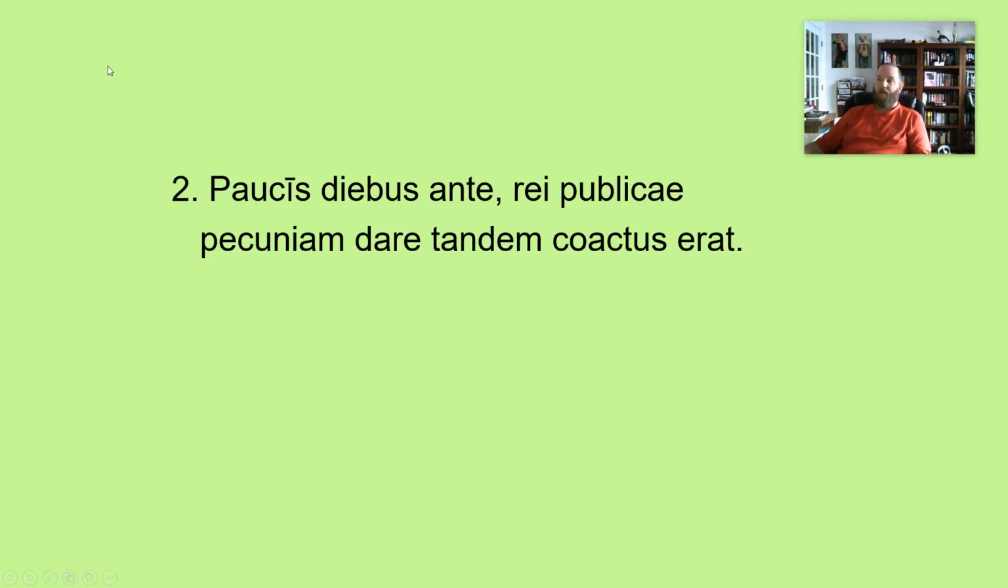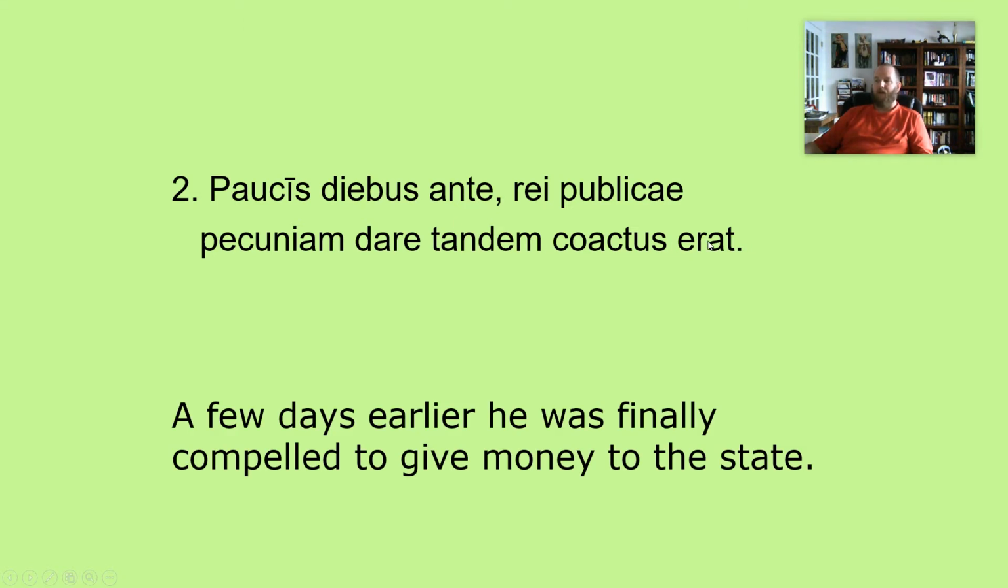Paucis diebus ante rei publicae pecuniam dare tandem coactus erat. Okay, so this one has an ablative degree of difference here because it tells us it's before or earlier, but earlier by a few days. So it's telling us how much earlier. That's what degree of difference does. So a few days earlier, coactus erat is passive.